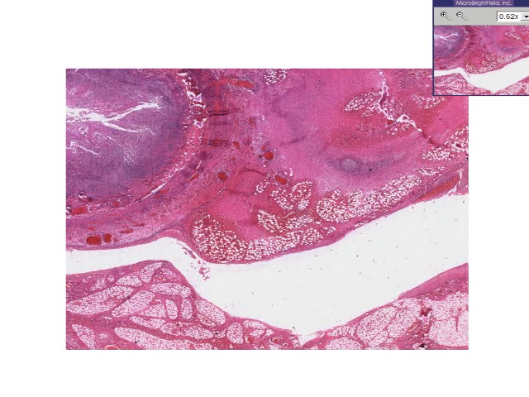The next slide is entitled Periappendiceal abscess. And similar to the last appendix we saw, I think you could make out the fact that here is the lumen and there's a lot of lymphoid tissue in the mucosa and submucosa.